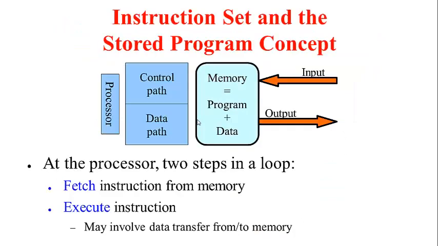Recall the notion of a stored program in the von Neumann architecture, where the instructions representing the program reside in memory, and the memory also has the data on which the instructions operate. In this context, the processor essentially does 2 things in a loop. It fetches an instruction from memory and it executes the instruction, and then it goes back in a loop to fetch the next instruction. The execution of an instruction itself may involve data transfer from or to memory. We now have the context in which to discuss various kinds of instructions.